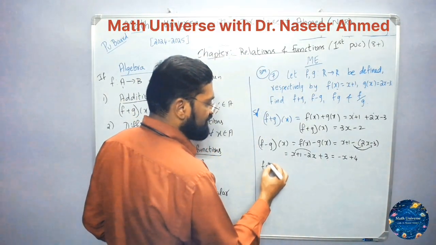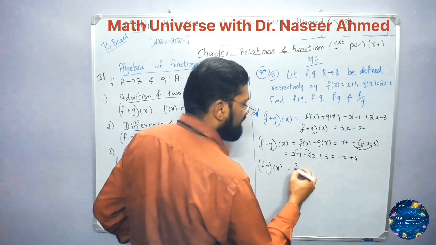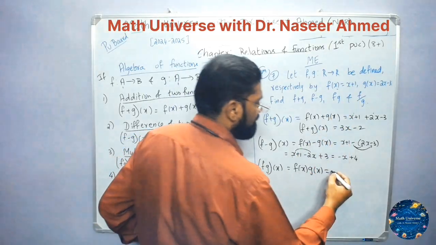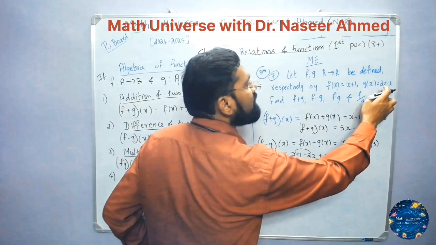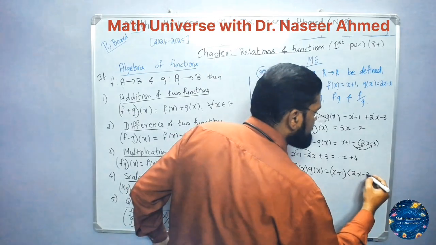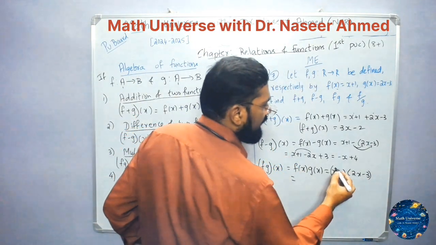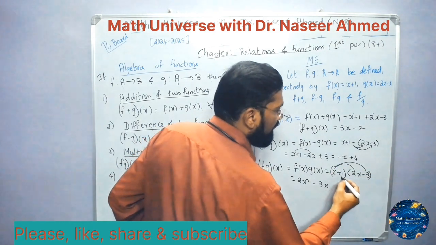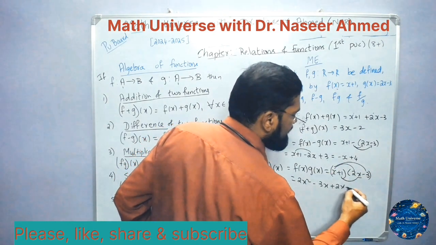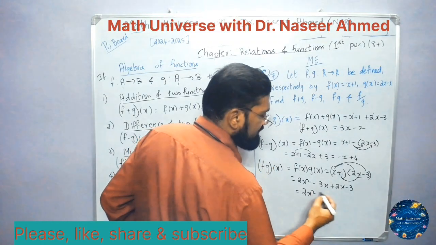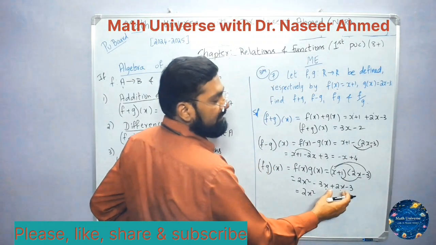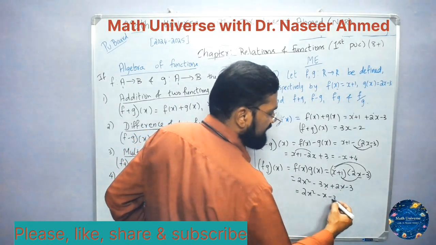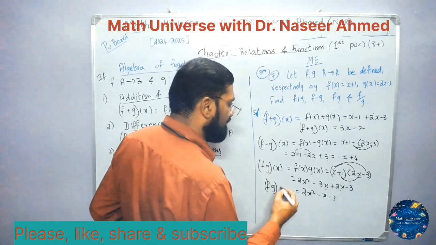Next is f into g of x, which is the same as f of x into g of x. What is f of x? x plus 1. What is g of x? 2x minus 3. We can multiply them. x into 2x will be 2x square. x into minus 3 will be minus 3x. 1 into 2x minus 3 will be the same, 2x minus 3. Simplify: 2x square as it is. Minus 3x plus 2x, algebraic terms. Terms are same, signs are different. Subtract: 2 minus 3 will be minus 1, into x will be minus x. Minus 3 as it is. This is f into g of x.